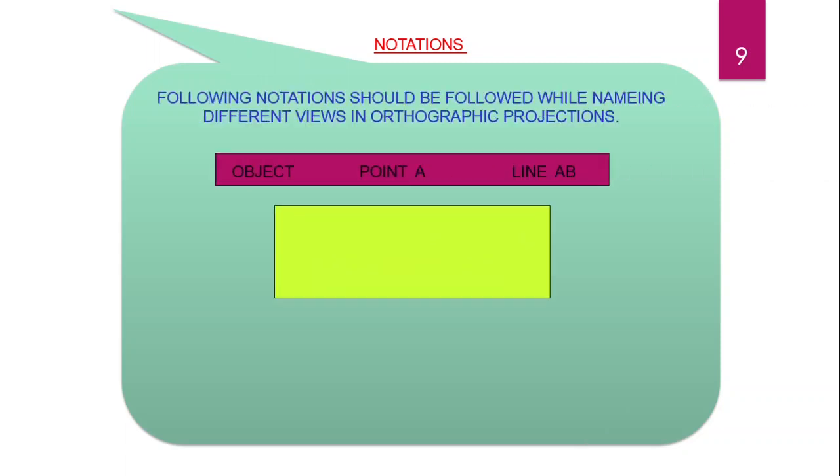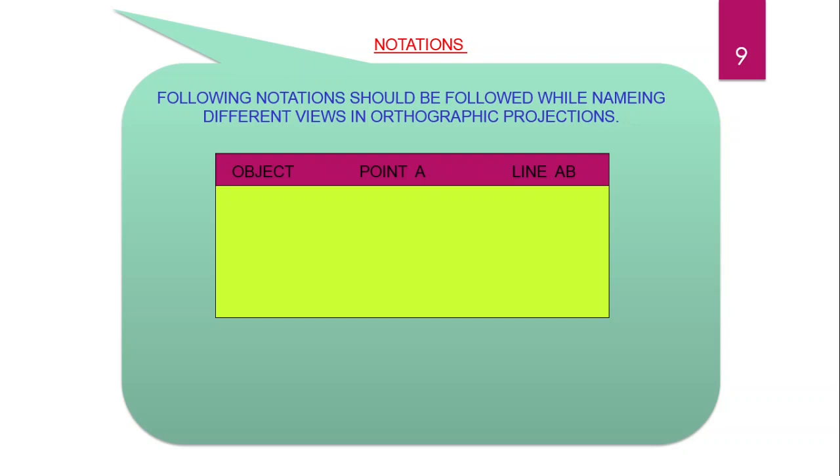Then again we can look into the notations. The following notation should be followed while naming different views in orthographic projection. In top view, we can represent point A by a notation small letter a. The line capital AB, we can represent as small letters ab in top view.